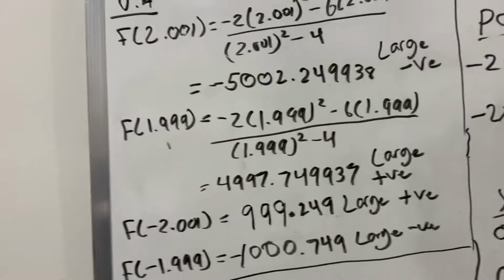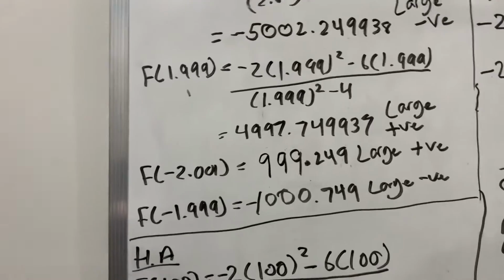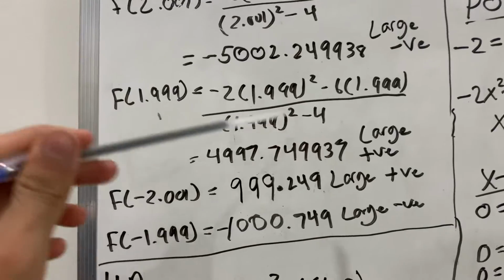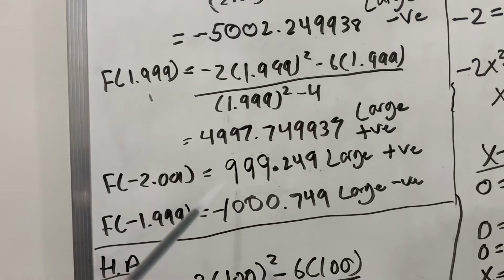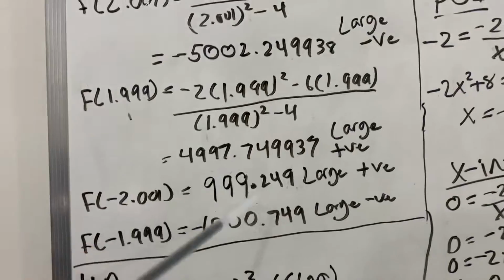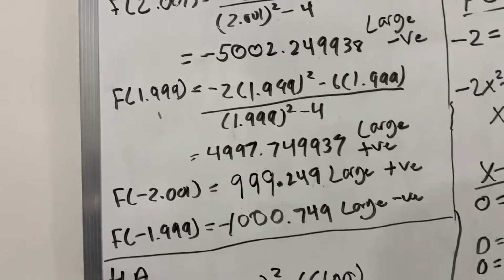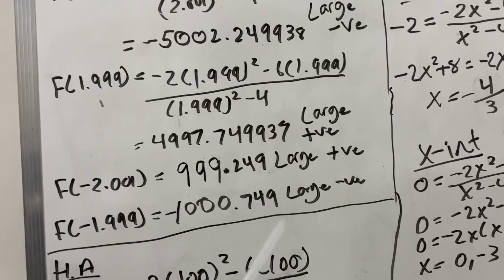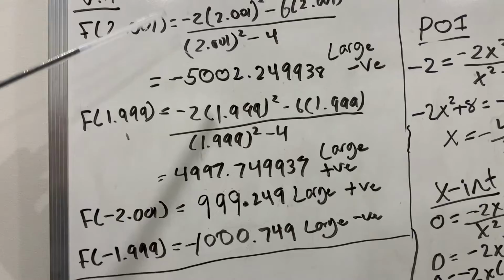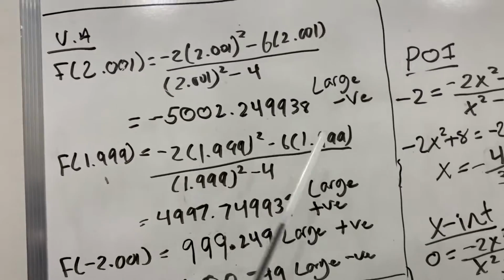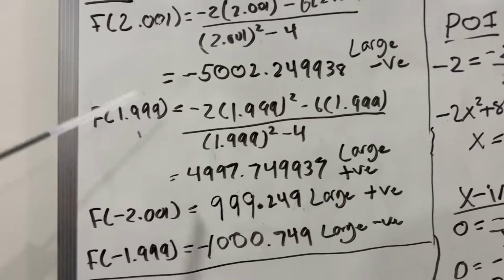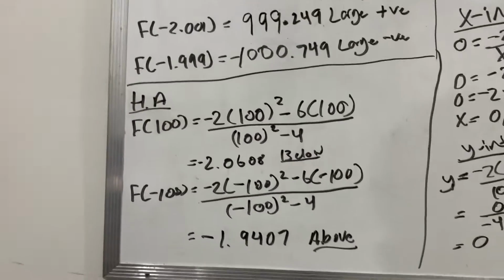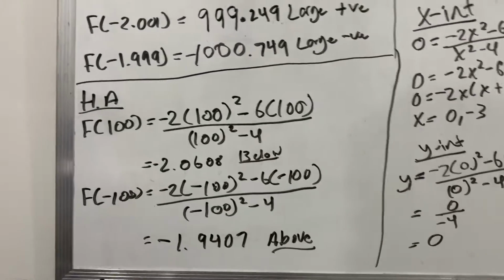So if x is 1.999, we would get a large positive value, which makes the end behavior of the function go up. Now, for negative 2.001, we subbed it in. I didn't show my work because it's just repetitive. You would sub it into the same function, but this time we'd get 999.249, a large positive value. And for negative 1.999, it's negative 1,000, pretty much the same thing, but it's a large negative value. So we can see that the values have switched, and the end behaviors are now opposite. And for the horizontal asymptote, we would just sub in 100 to see what the end behaviors look like going left and right.